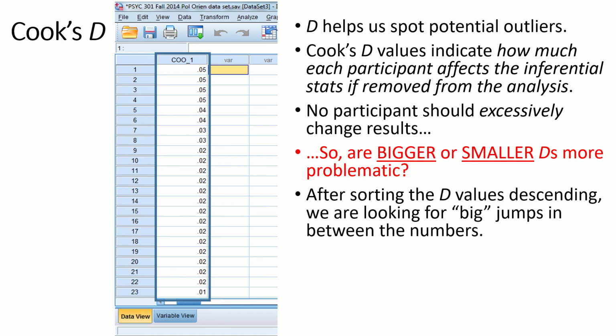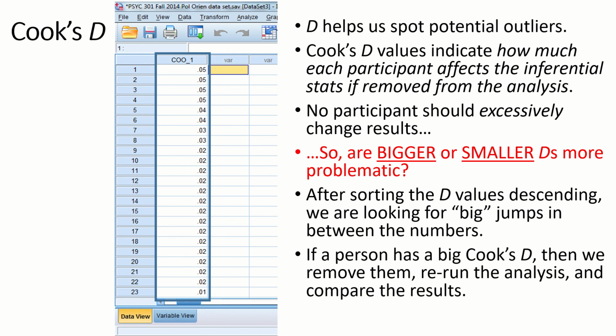After we sort these d-values descendingly from biggest to smallest, we're actually looking for really big jumps between the numbers. Here we have a nice progressive, gradual decrease in Cook's d-values from 0.05 to 0.04, 0.03, 0.02, 0.01. That's what we want to see, a nice gradual decrease. Now, if for this first person we saw a Cook's d-value of like 0.5, and then it went to 0.05 for the second participant, then that looks like there is a problem. It looks like that first participant may be a potential outlier.